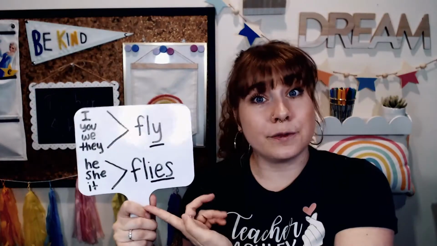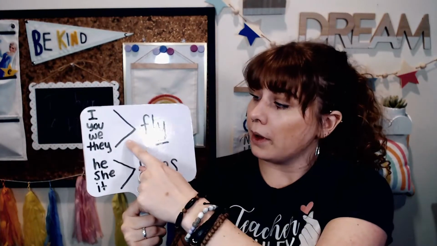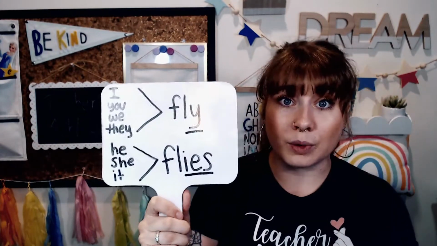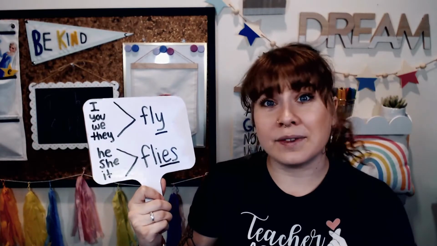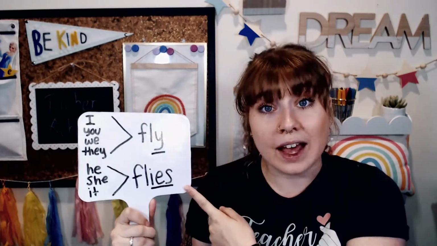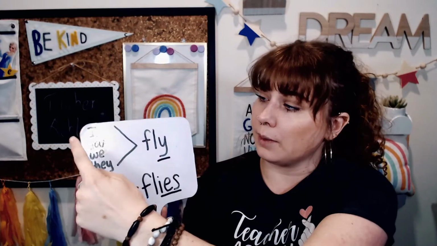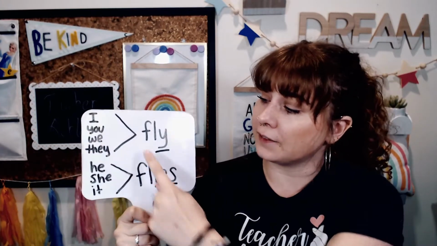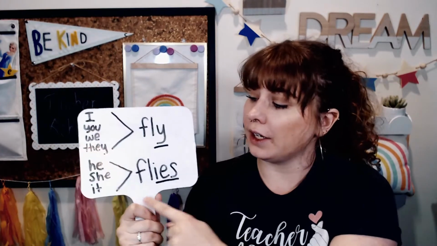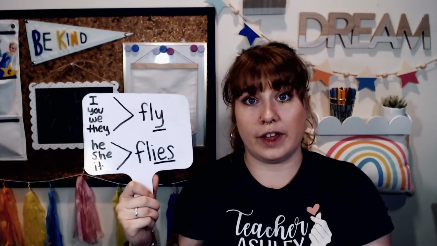I also have the different conjugations of our verb for this lesson modeled out on this whiteboard here. That way I don't have to explain the grammar concept of why sometimes we say fly and sometimes we say flies. It's written out for them here so that they know if it comes before I, you, we, or they, it's fly, and if it's he, she, or it, it's flies. I also use this as a little cheat sheet for them in the guided practice slides.